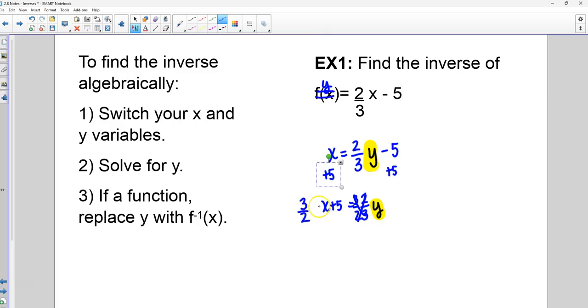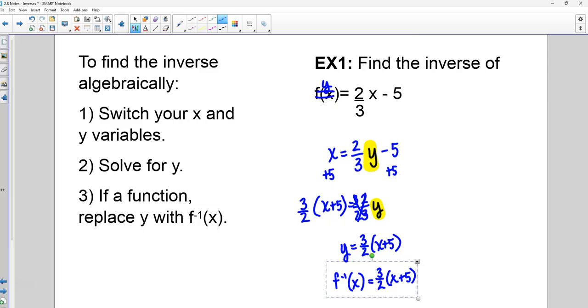So whenever you do that over here to the right side, make sure you have parentheses around x plus 5 because you are multiplying the whole thing by 3/2. So we're getting y equals 3/2 times x plus 5, like that. And they'll switch back to function notation in a lot of cases. So they'll do f inverse of x equals 3/2 times x plus 5.